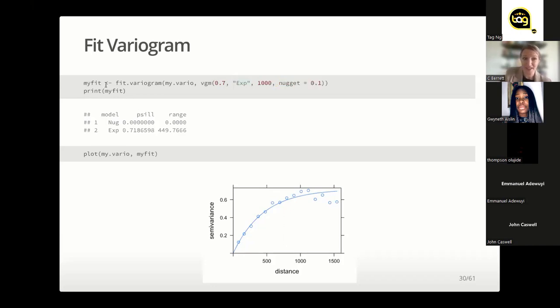This is the fit that it gives us. So it estimates the partial sill to be about 0.71, and it thinks there's no nugget effect. So it did not estimate the nugget, or it did estimate it, it thought it was 0. And then the range is about 450. And here's a plot. So they have a nice wrapper plot function that plots the variogram as well as the fitted line for the variogram. So the line through the dots.